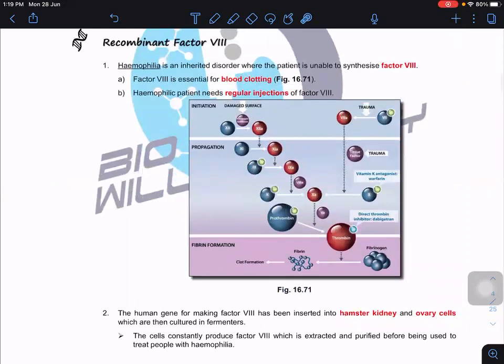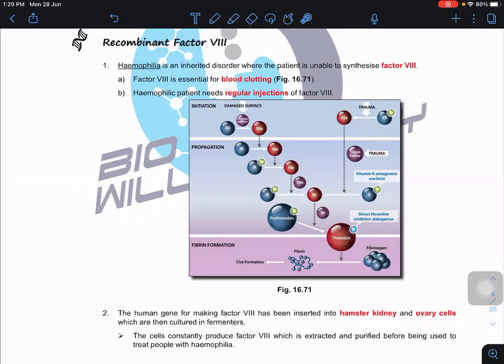Now look at this recombinant factor 8, for blood clotting, hemophilia. We know that hemophilia is an inherited disorder, unable to synthesize factor 8. So where's the factor 8? If you look at this, activated factor 8 activates factor 10, and eventually we can get the fibrinogens converted to fibrin and form the clot.